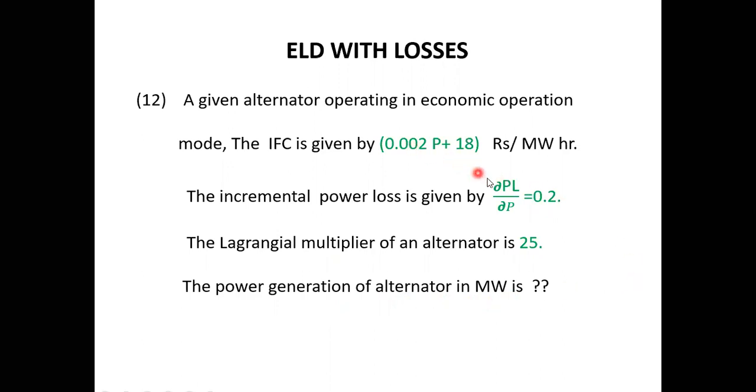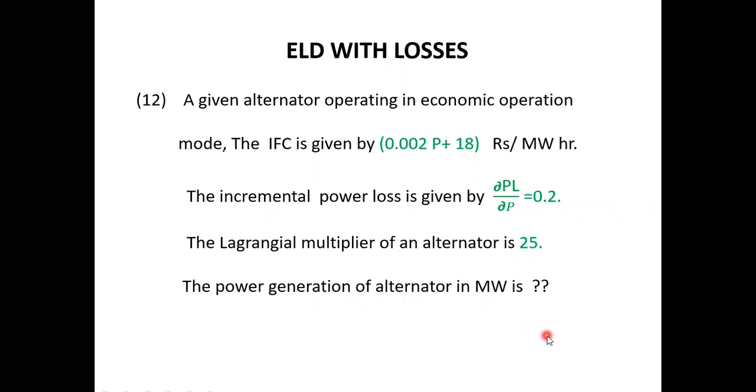These three are nothing but the given data. The first one is the incremental fuel cost. The second one is dou PL by dou P, which is nothing but the incremental power loss. This is a very, very important representation. In the coming classes also, we must use this representation, that is, how we represent incremental power loss as dou PL by dou P. And the Lagrangian multiplier is nothing but lambda, equal to 25. And lastly, we need to find out the power generation of the alternator.